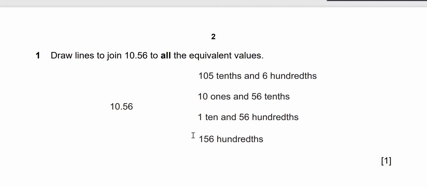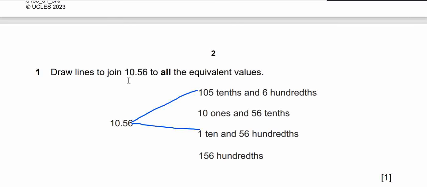We start now. Question 1 says, draw lines to join 10.56 to all the equivalent values. So you're given 10 seconds from now. Alright, let's open up the answer, guys. So here we go. This is our answer.